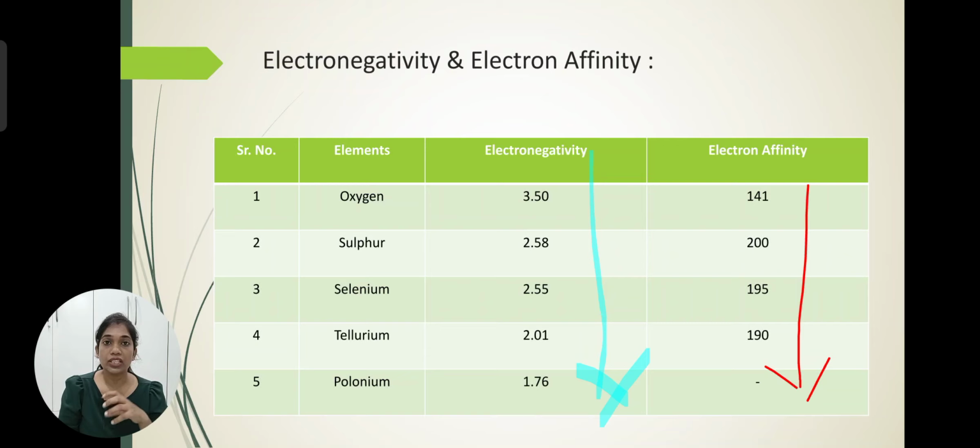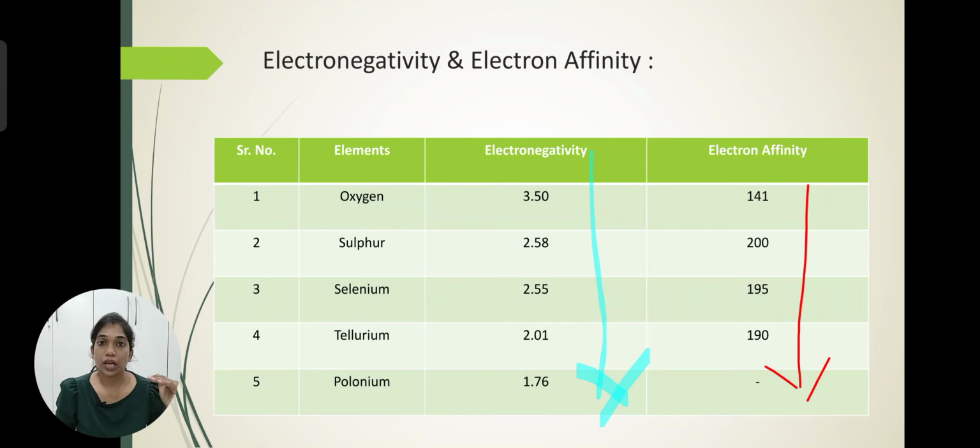Electronegativity means the tendency of an atom to attract electrons to itself, and electron affinity means the amount of energy released when we add an electron to that particular atom. So there is a lot of difference between electronegativity and electron affinity. Got it? You can see that after fluorine, oxygen is the most electronegative element in the periodic table.